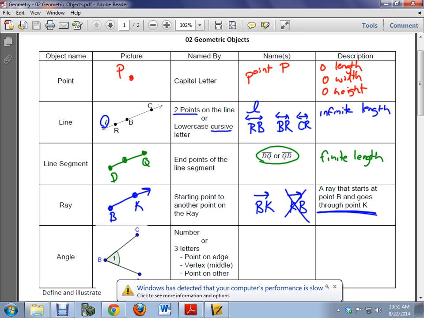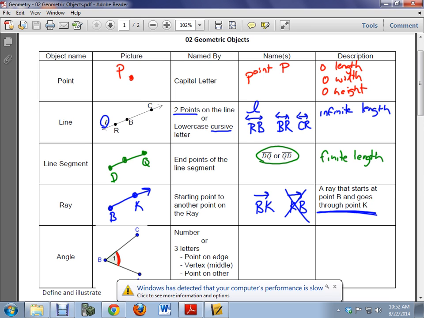Now we come to an angle. Now, an angle is something that is a little bit confused a lot of the time. A lot of people think the angle is made up by these 2 lines, and that is the physical shape of an angle. But an angle is not the lines. The lines are part of the angle, but the angle itself is really just how much change in direction there is between those 2 lines.